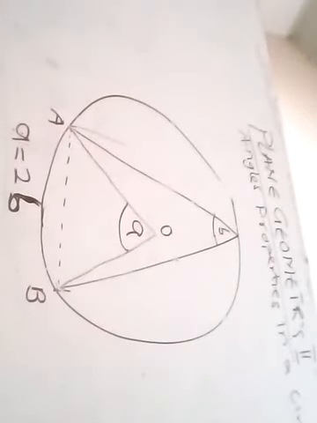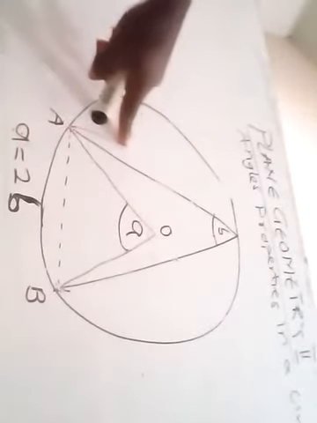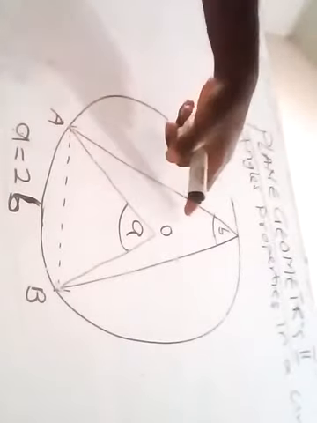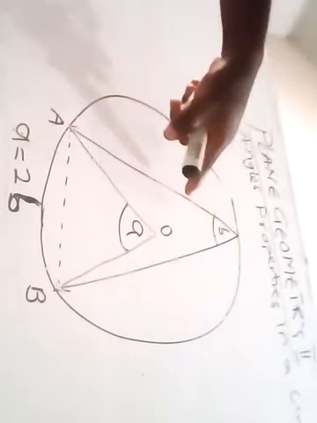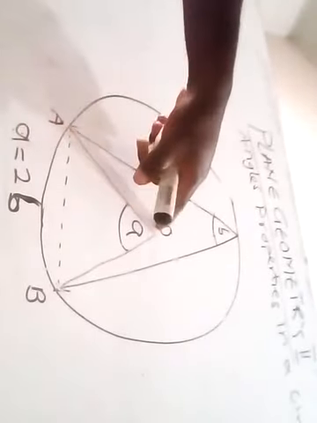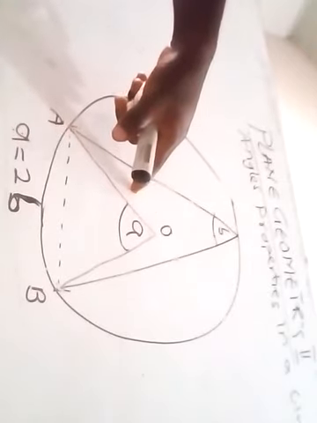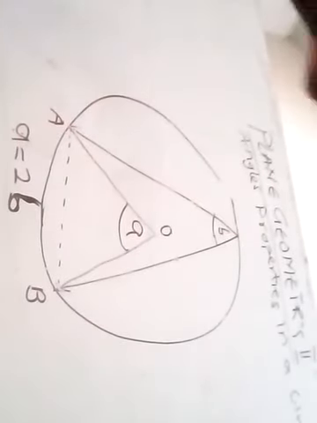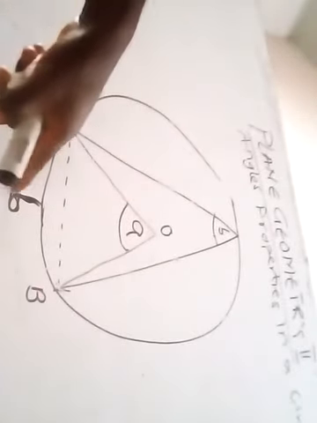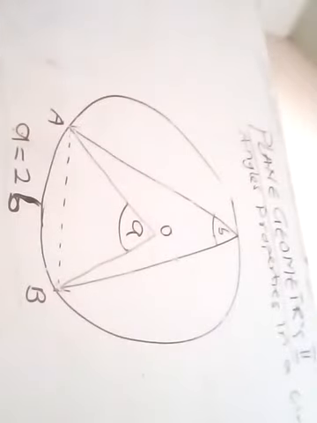So property 2 says what? The angle a chord subtends at the center of a circle is twice the angle it subtends at the circumference of a circle. This angle subtends at the center. This is the center of the circle. It's 2 times the angle it subtends at the circumference. So A is equal to 2B.